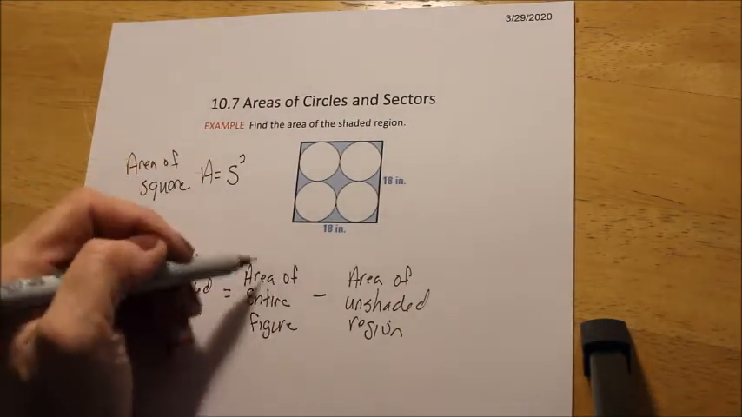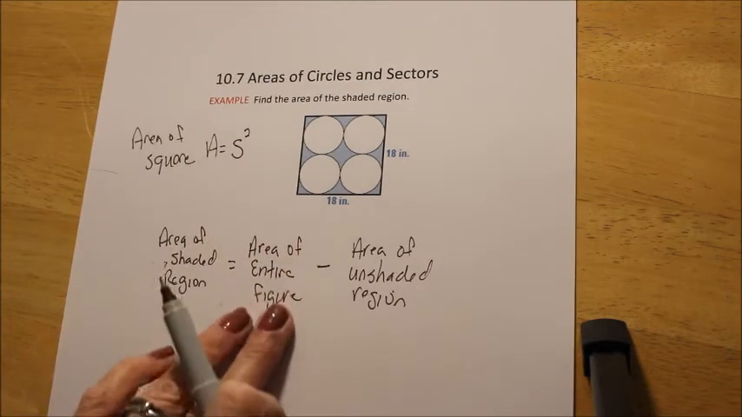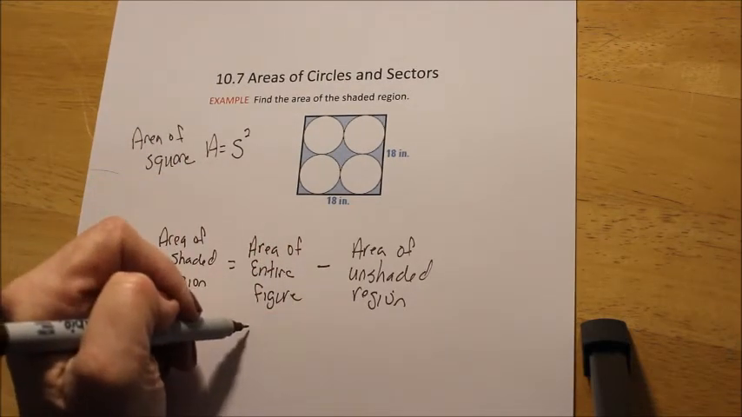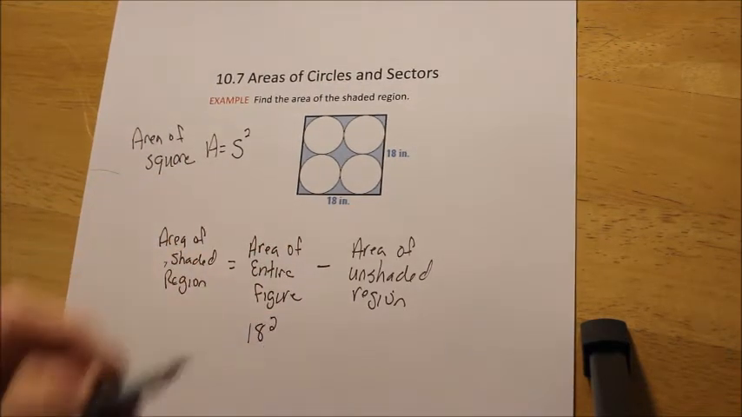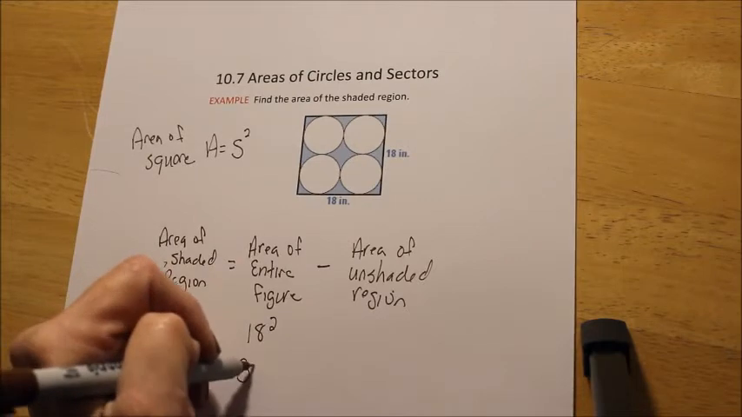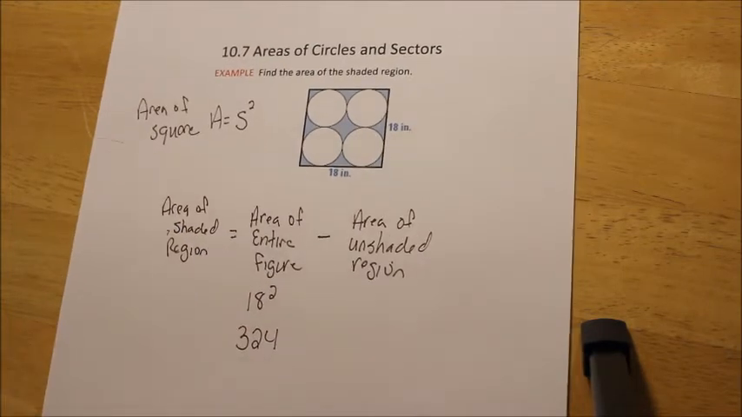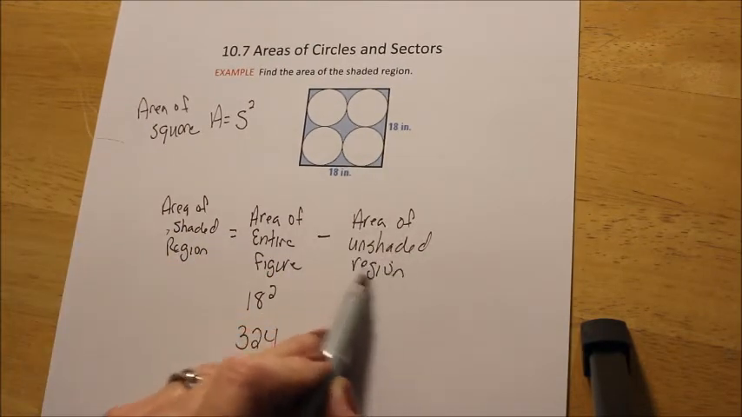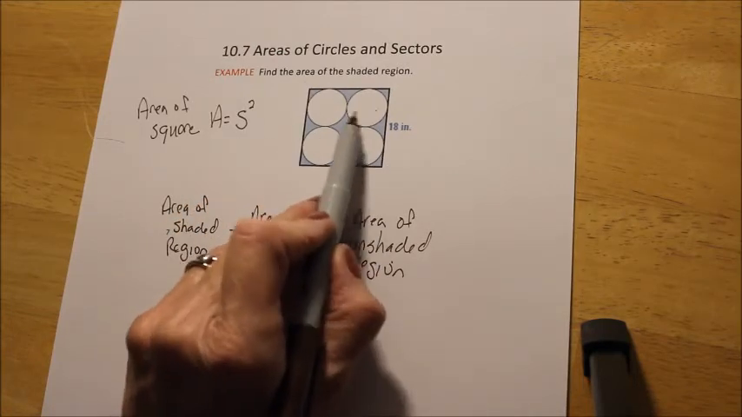So the area of the entire square, and I'll work it out here, is going to be 18 squared, which I believe I know what that is, but I'm going to double check myself. Yeah, it is 324. Okay. Now the area of the unshaded region, notice each one is a circle.